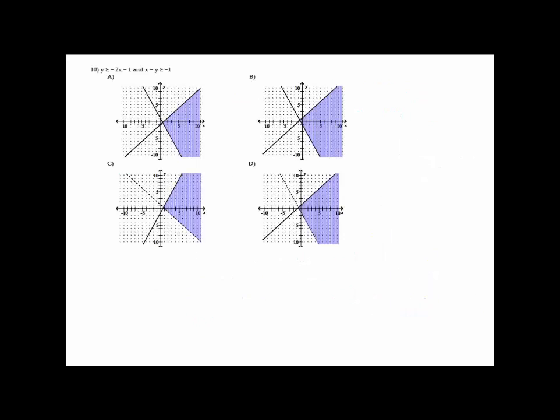This is another one. Now we have two of them. So what we do is we graph both of them. So y is greater or equal to negative 2x minus 1. We pretend this was an equation and graph the line. We need a couple of points.